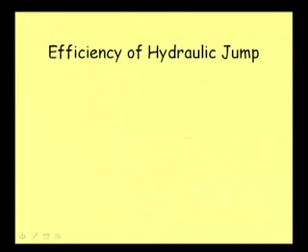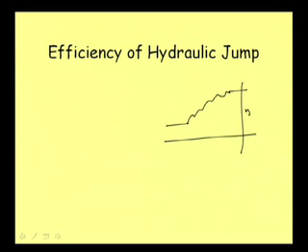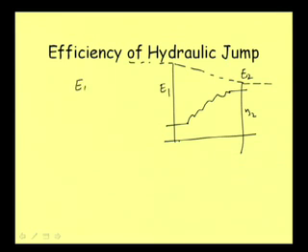Well, if E2 is the energy after the hydraulic jump, that is here say Y2, and this energy level here is E2 and the energy level here is E1. Say if I draw the energy gradient line, then it is going like this. So this E2 is the energy here and E1 is the energy here. Then the ratio of E2 by E1 is basically called the efficiency of the hydraulic jump.